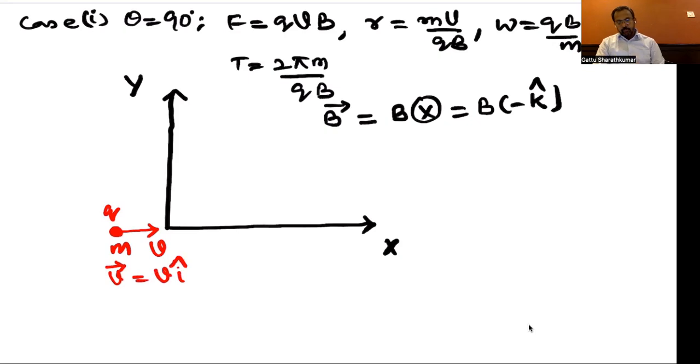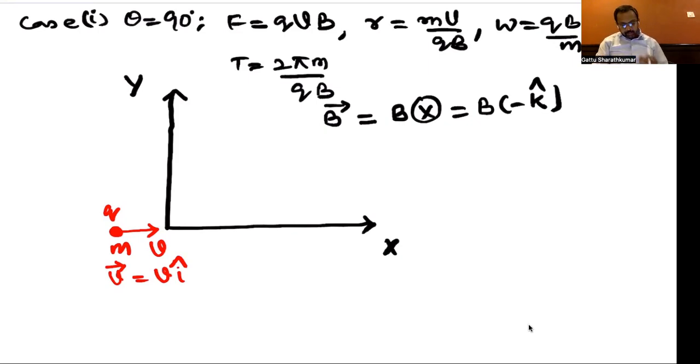So how does it move? That analysis we'll try to do. So listen carefully, please. Now, velocity is along i cap. This is how I've taken it; anything is fine. V bar cross B bar, with the magnetic field downward, open the thumb, it is along j cap. So the force is along j cap.